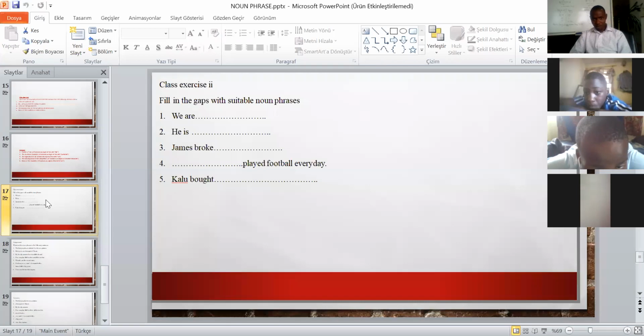Fill in the gaps. 1, we are. We fill in everything there. 2, he is. Fill in the gaps with suitable noun phrases. I believe you can see what is on the screen. We are not stubborn students. Okay, stubborn students is a noun phrase, correct?